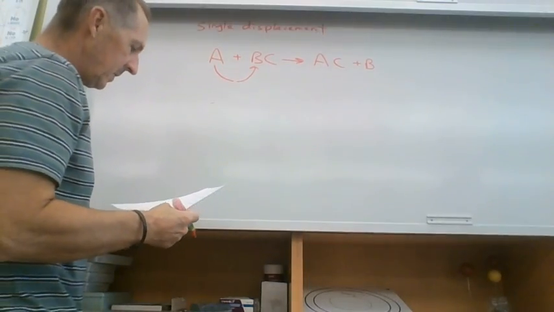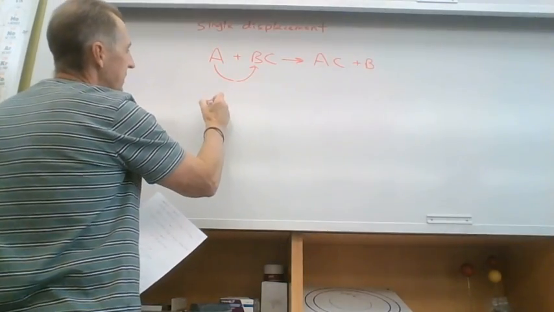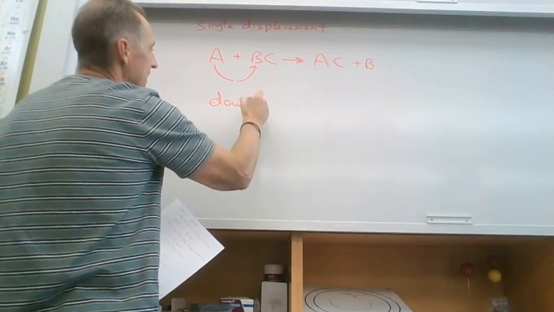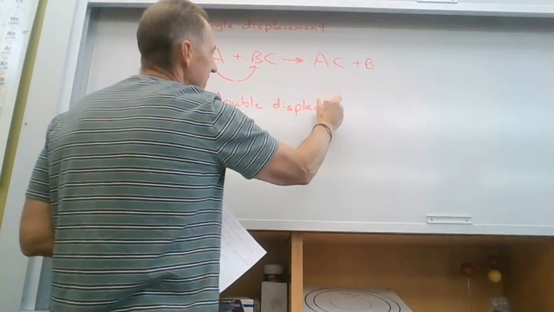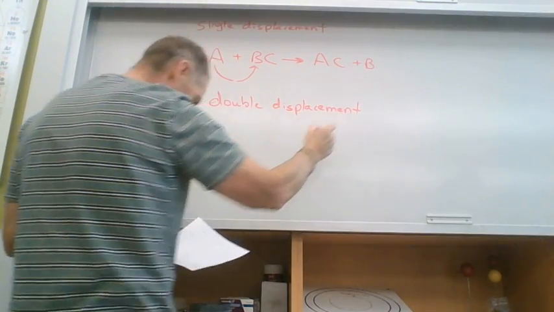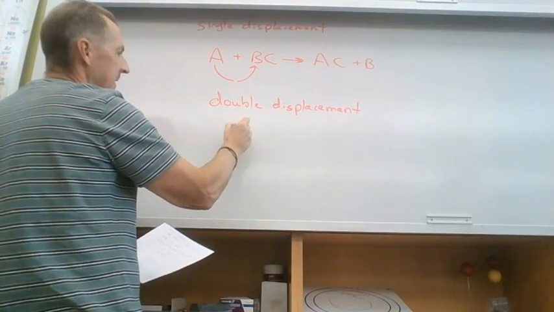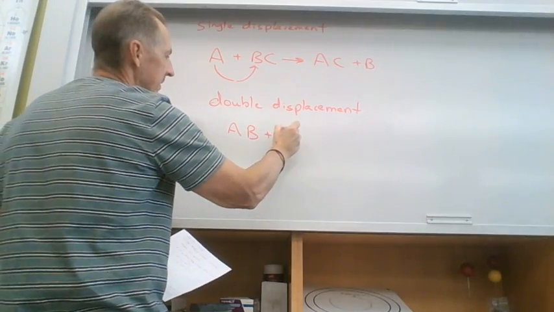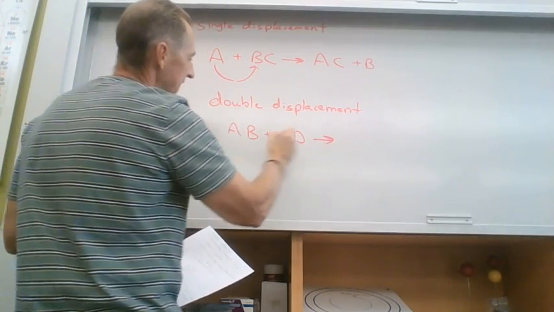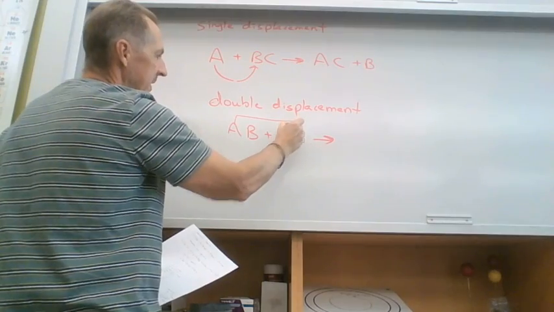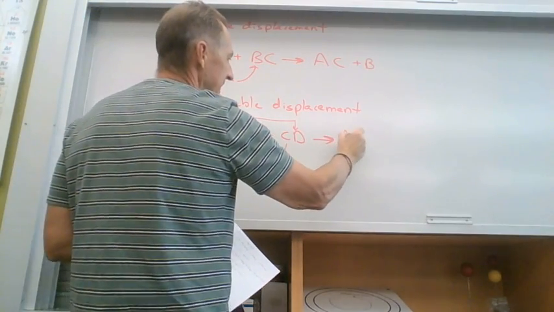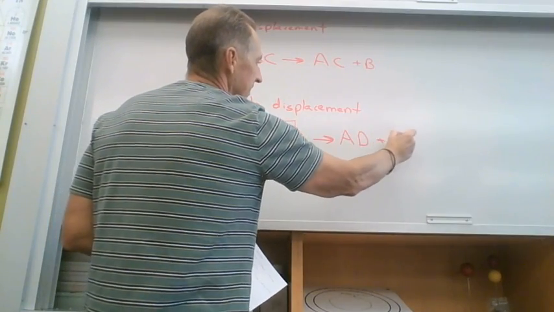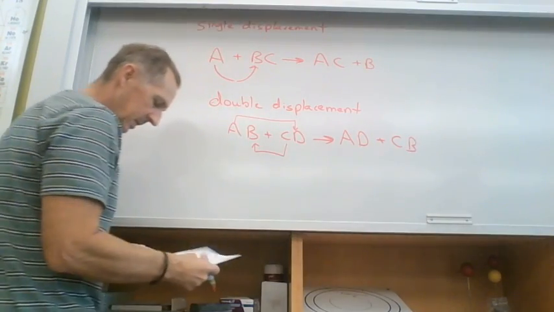And then you also have what's called a double displacement. And that's where 2 people are switching partners. So if we had AB plus CD, now A is going to be partnered with D, and C is going to be partnered with B, so we'd have AD plus CB.